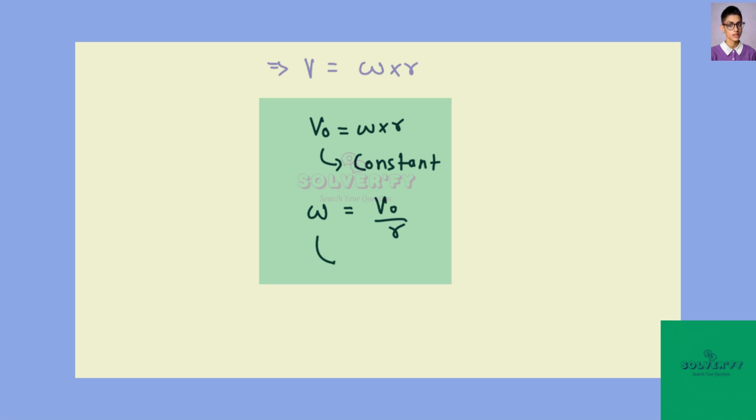Now for constant omega, the angular acceleration alpha is 0 because there is no change in angular velocity over time.